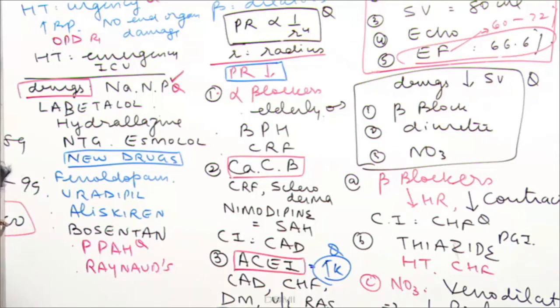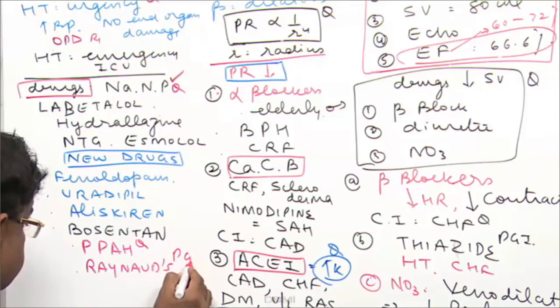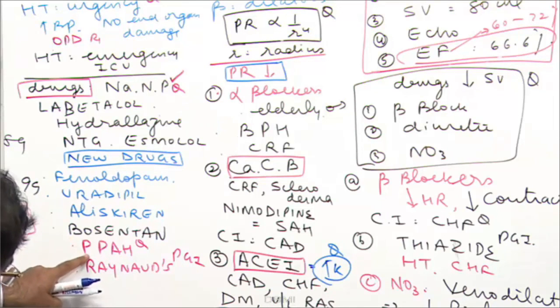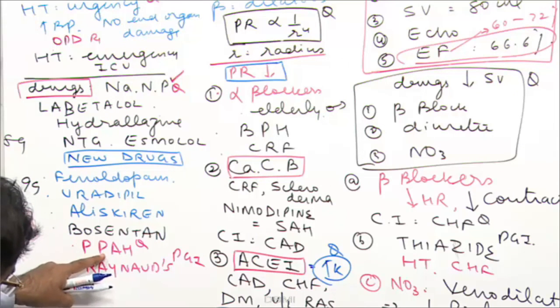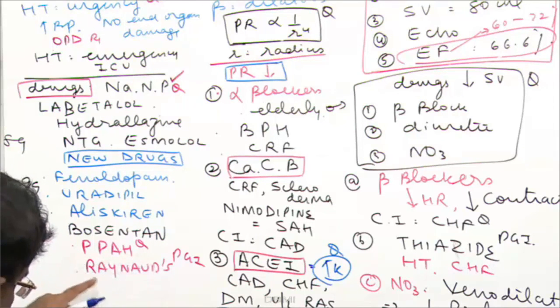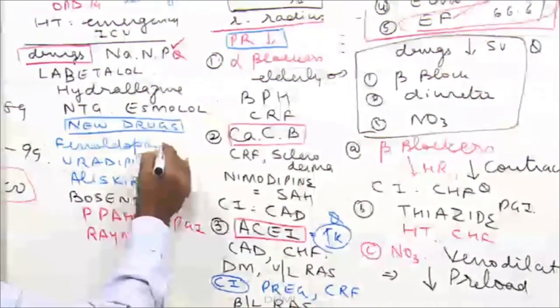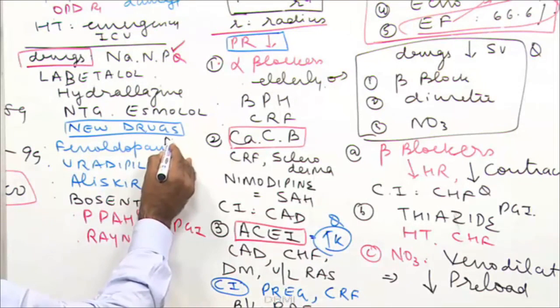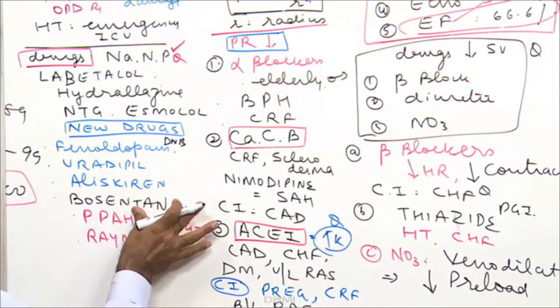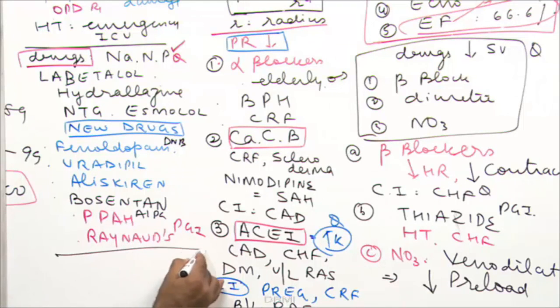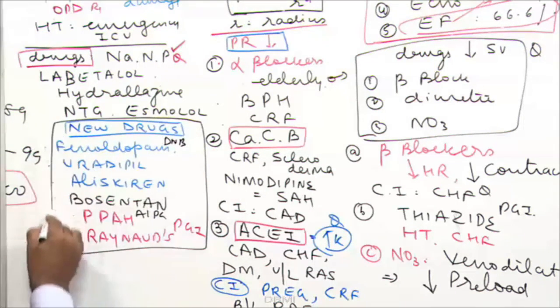This question came in this year's PGI exam, May 2015, and in last year's All India PG exam. So bosentan is used for primary pulmonary arterial hypertension and Raynaud's phenomenon. So they are the recent drugs. This question again came in last year's DNB exam. You are bound to get this question this year also. Surely you will get some question from this topic.